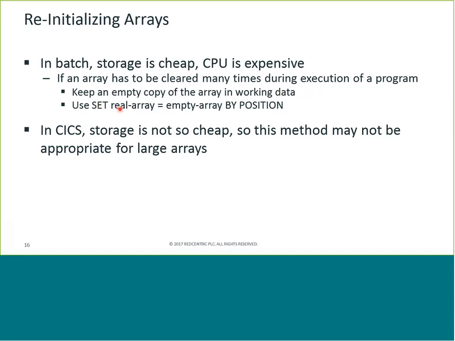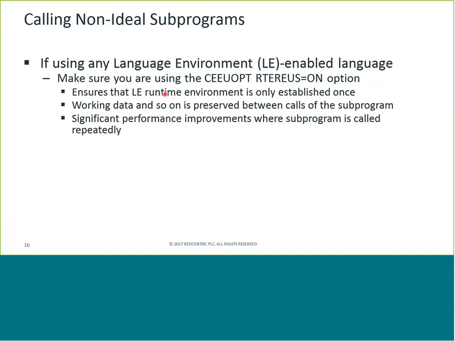And then when you need to clear it down, you just set the real array to the empty array by position. Very efficient. Single statement to do it in Ideal, very easy to read, very easy to maintain, much, much more efficient. The same applies in COBOL as well. You do exactly the same function. It's just a move instead of a set by position. In Kix, where storage is not quite so cheap, that method may not be appropriate if you've got really big arrays, to have a second copy of a really big array in storage. But again, even in a Kix environment, a lot of the time, there's more storage available than there used to be 10, 20 years ago. So take it on a case-by-case basis in Kix, but certainly in batch, you should definitely eliminate reinitializing arrays manually within your application code.